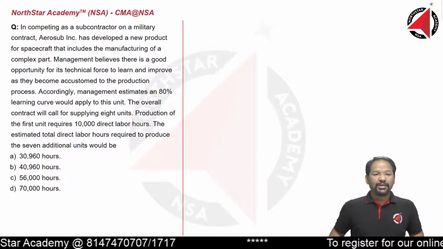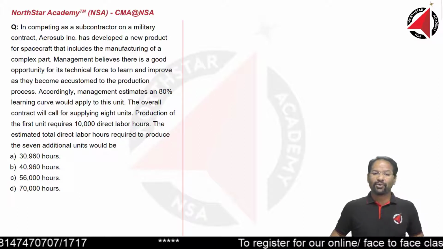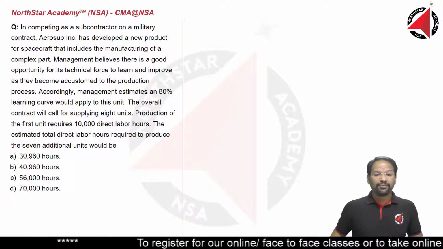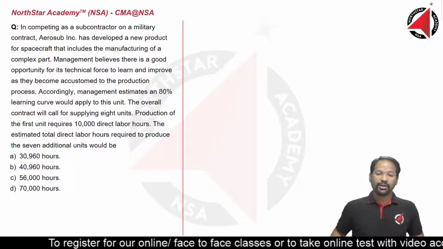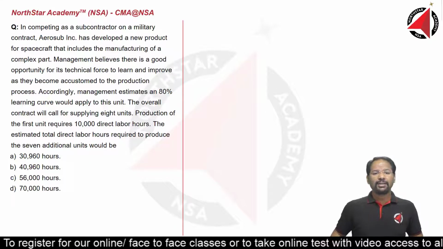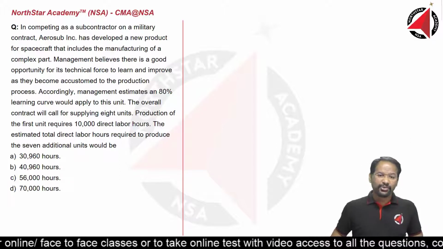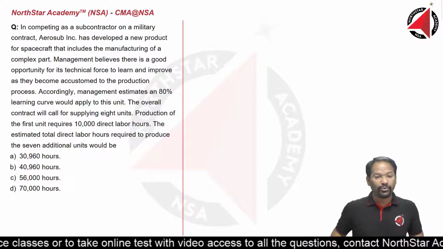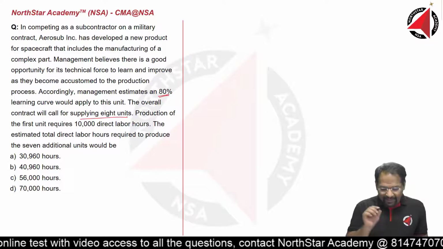In competing as a subcontractor on a military contract, Aerosub Inc. has developed a new product for spacecraft that includes the manufacturing of a complex part. Management believes there is a good opportunity for its technical force to learn and improve as they become accustomed to the production process. Accordingly, the management estimates an 80% learning curve would apply to this unit. The overall contract will call for supplying 8 units. Remember, learning curve is 80% and it is 8 units.